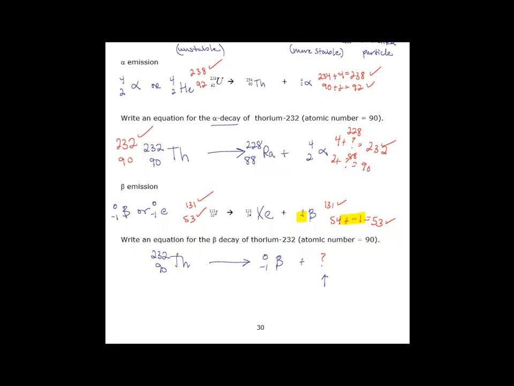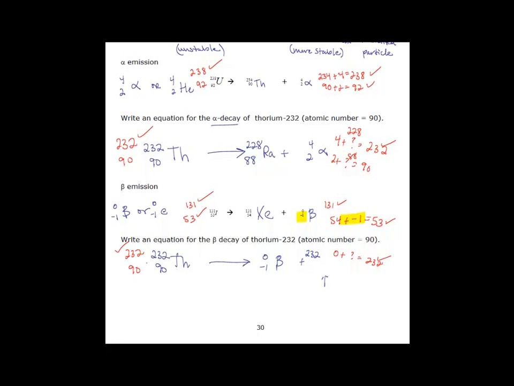And again, we're going to do the same thing. Add up the mass numbers on the left. They have to equal the sum of the mass numbers on the right. So this is 232. This is 0, plus something gives us 232. So we know that the question mark mass number must be 232. So that checks out.